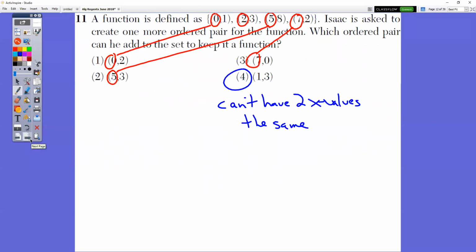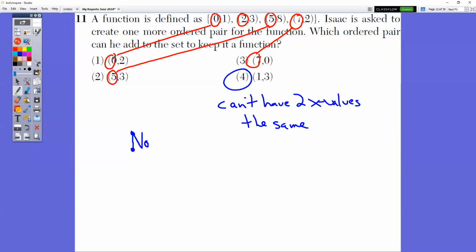In question number 11, a function is defined as those 4 points. Isaac is asked to create one more ordered pair for the function. Which ordered pair can he add to the set to keep it as a function? So what makes it a no is that if there are 2 x values that are the same, that's when it's not a function. That's when you're going to end up with 2 dots directly above each other.